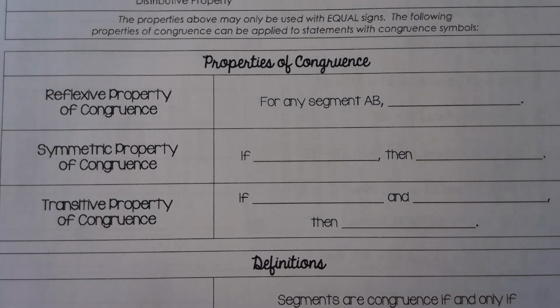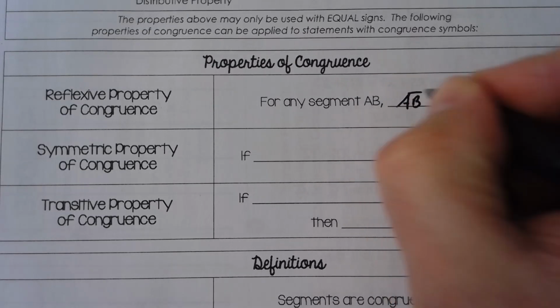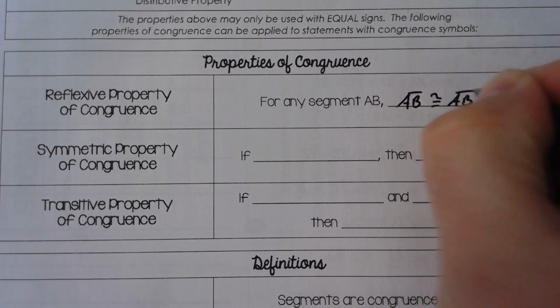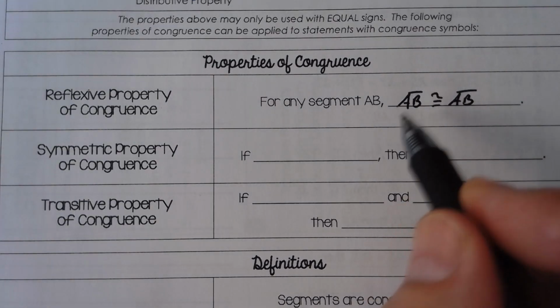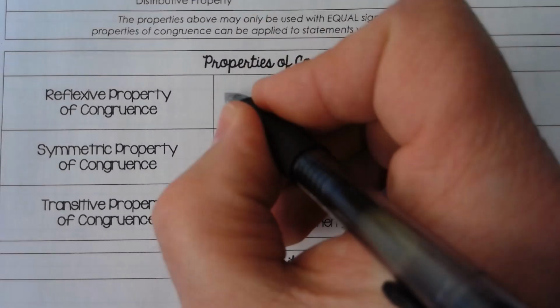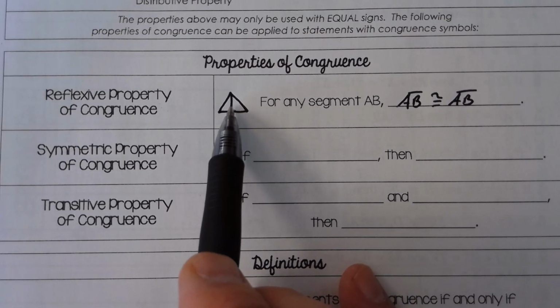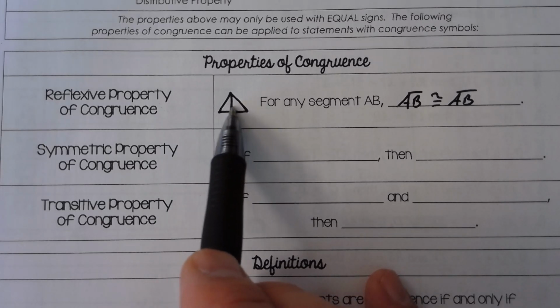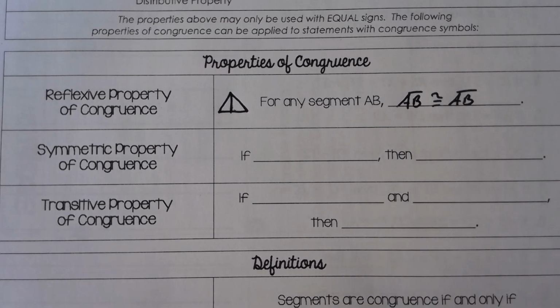Reflexive property of congruence. For any segment AB, AB is congruent to AB. It's saying that things are congruent to themselves, which seems kind of trite right now, but this is actually a really useful thing, especially when we get into similar triangles, proving that things are similar. I want to be able to say that this side is congruent to itself for my proof. This is going to be a little bit later on, I think chapter 5 or 6, but this pops up for the rest of the class. Learn it and love it.